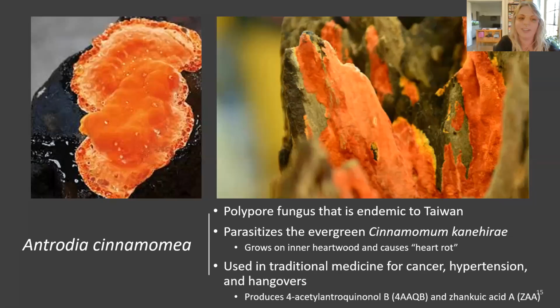And so moving on to our next specimen, I wanted to talk about Antrodia cinnamomea. It doesn't really have any common names, but it's a polypore fungus that can only be found in Taiwan. And it parasitizes the inner heartwood wall of the evergreen.